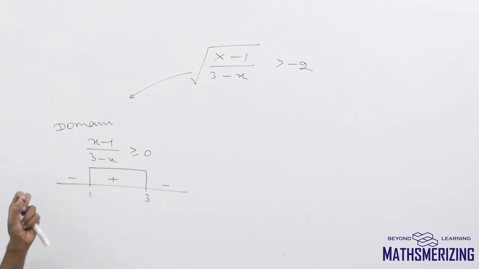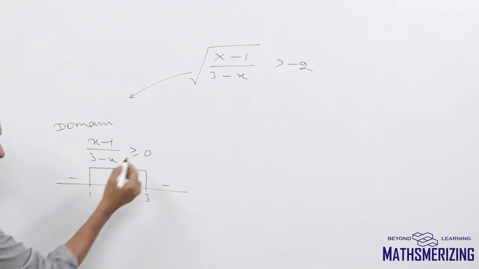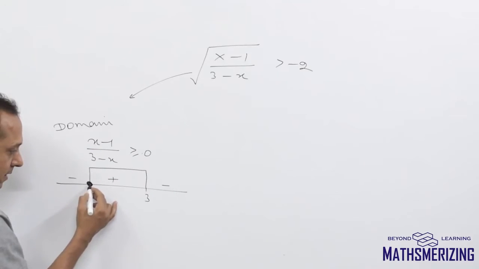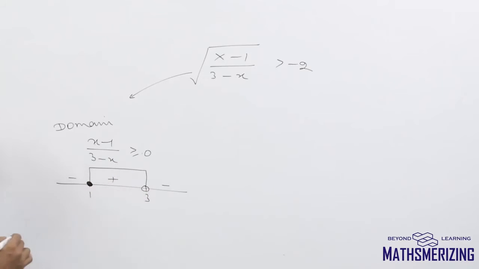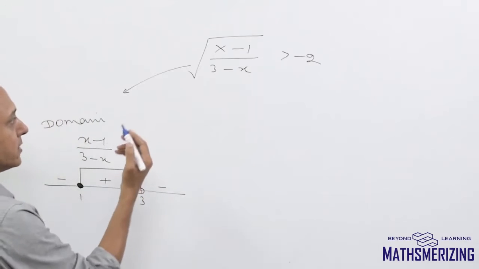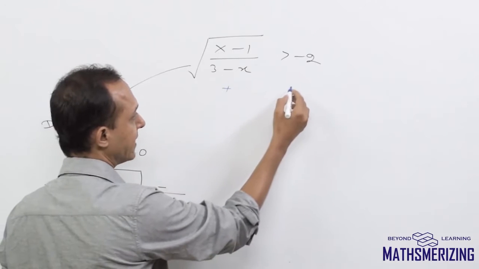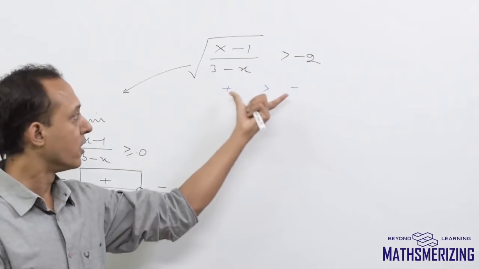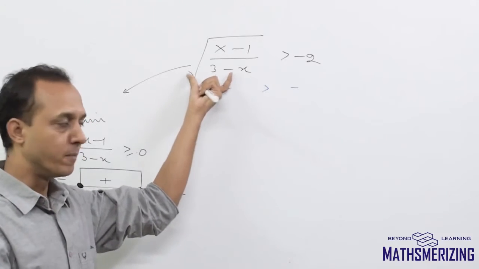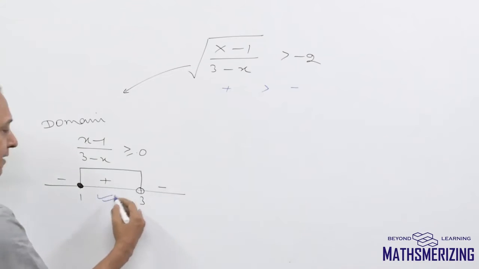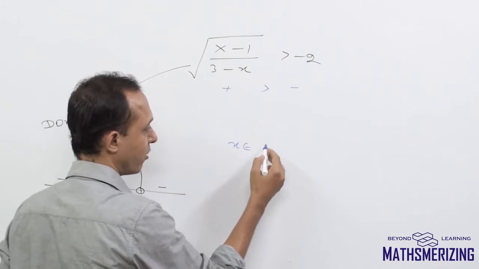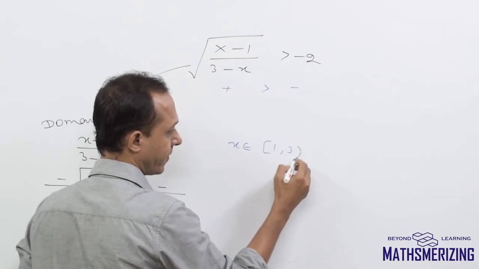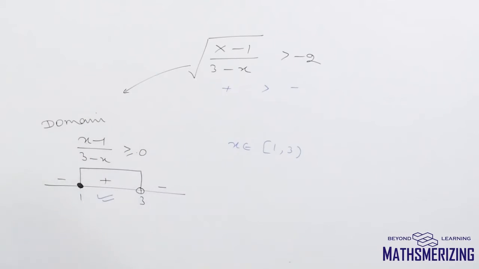Now because it's a rational inequality, I'll include the roots of numerator because there is an equality sign. And I'll exclude the roots of denominator. So that is, the domain of this function will be between 1 and 3, 1 included and 3 not included. So I'll come back to this inequality. So in this inequality, the left hand side is positive and right hand side is negative. So positive number is always greater than a negative number. So it will always be true provided the condition of domain is satisfied. So answer to this question itself is, x belongs to included 1 to not included 3.